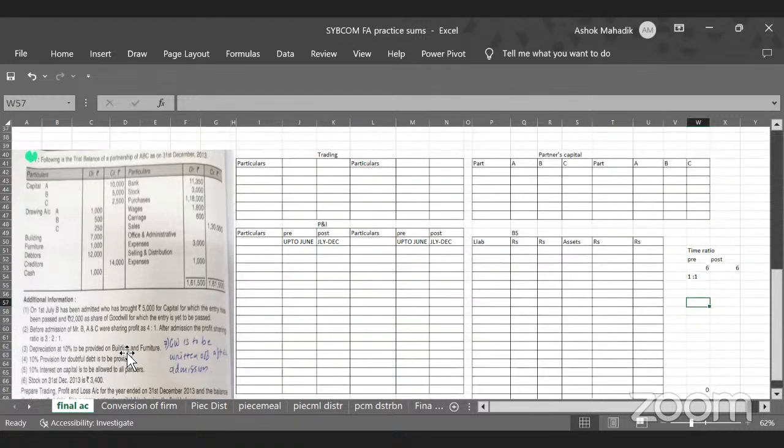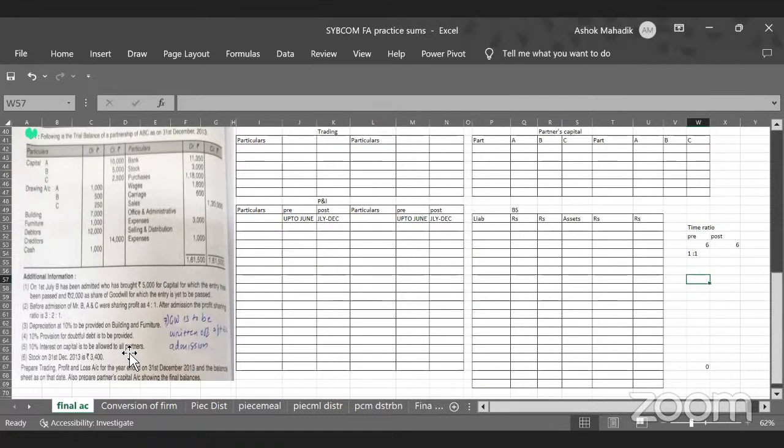Then depreciation at 10% to be provided on building and furniture. We will do that. Less from assets and P&L debit. 10% provision for doubtful debts. Again, less from debtors and P&L debit. 10% interest on capital to be allowed to partners. This is new for you. I'll show you a very simple entry. Last, closing stock is given, so trading account credit side and assets.